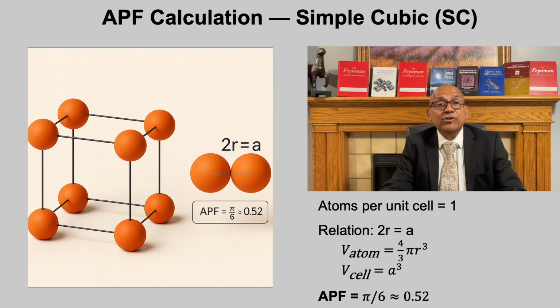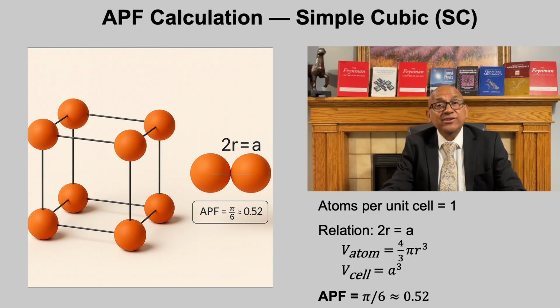Next, relate the atomic radius to the cube edge. In simple cubic, atoms touch along the edge, so 2 times the radius equals the edge length a. Now compute volumes. The volume of one atom is 4/3 times pi times the radius cubed. Because there is effectively one atom in the cell, the occupied volume is the same expression. The unit cell volume is a cubed.